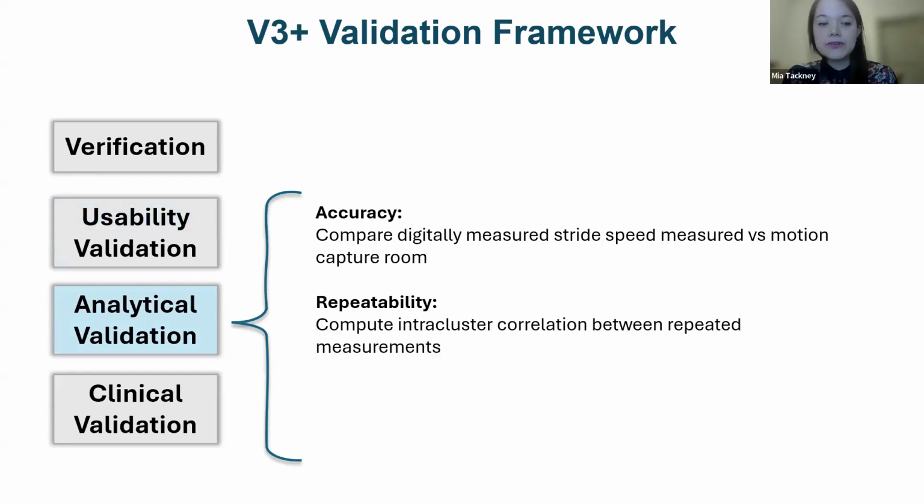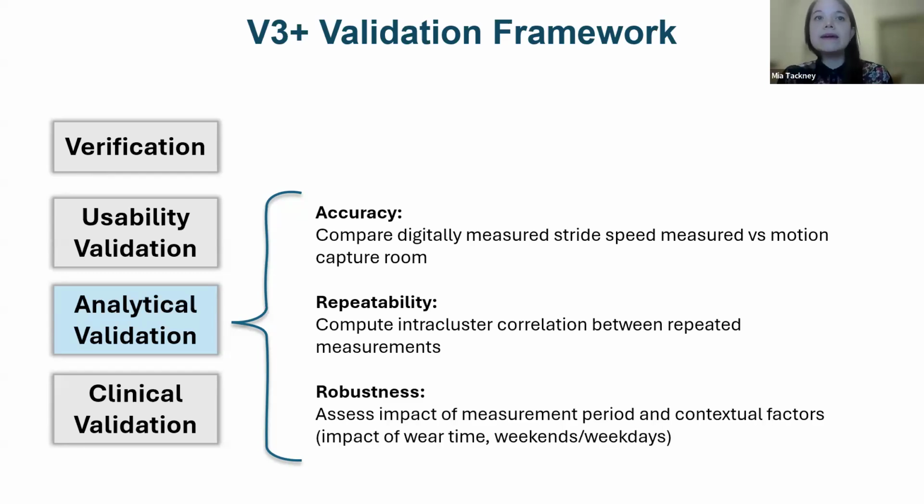You also want to make sure that your measurements are repeatable. So if you measure stride velocity 95th centile in one block of time, and then you ask participants to do this again in another block of time, those values should be quite similar. You also want to have an idea about the robustness of this approach. So you may want to understand what's the impact of the measurement period. For stride velocity 95th centile, this was 180 hours. And you may want to understand the impact of contextual factors, such as if it's a weekend or a weekday.